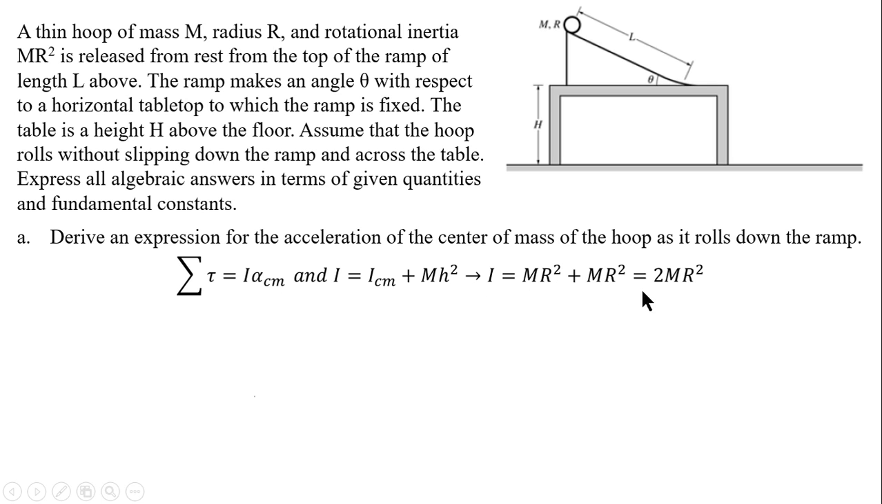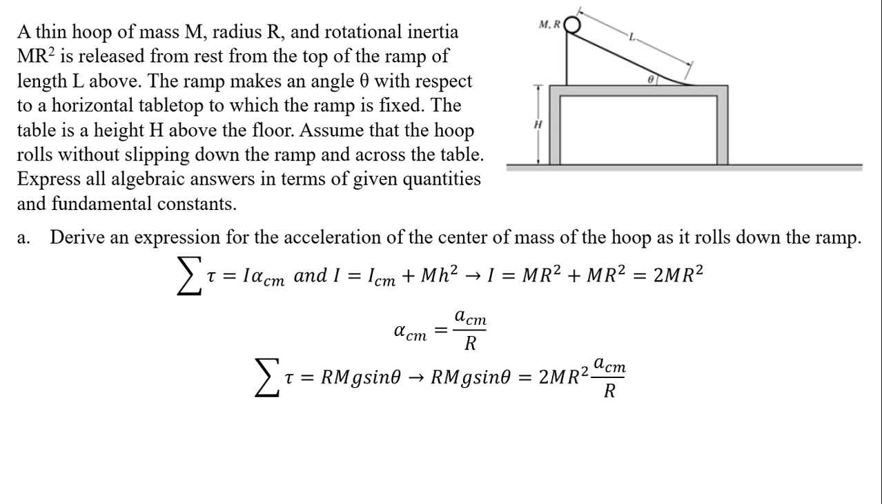So I equals mr squared plus mr squared. So the I of the point of contact right here, not the center of mass, is 2mr squared. Now again, to think about it, that's kind of like everything is at rest at that point of contact, right? Because there's no slippage, because it says that. Okay, moving on. So alpha equals a center of mass over R, so torque equals R m g sine theta, right? Which equals 2mr squared, that's our I from the point of contact, times a center of mass over R.